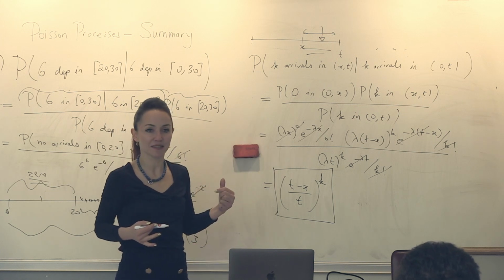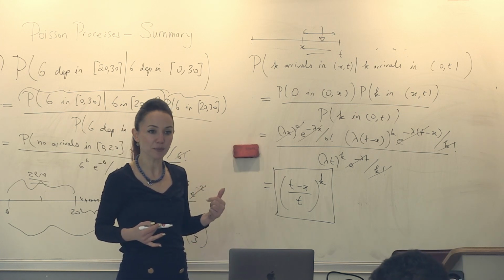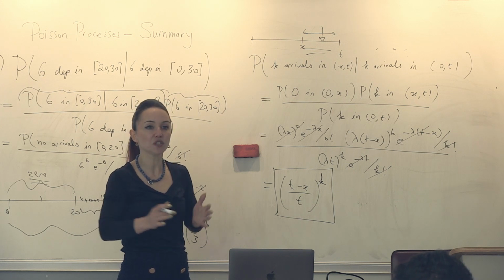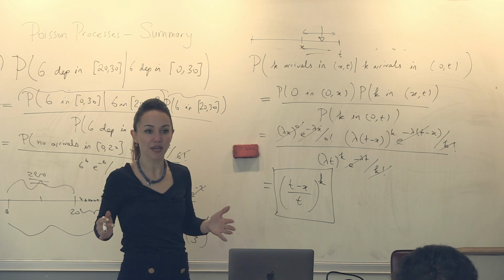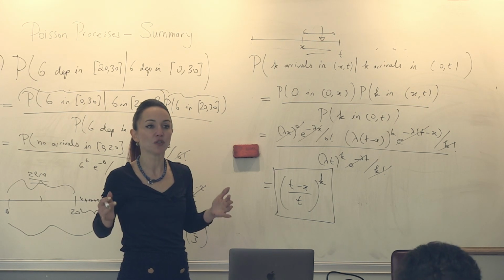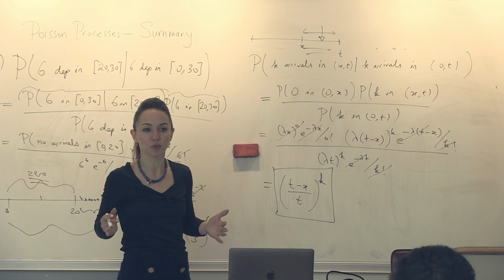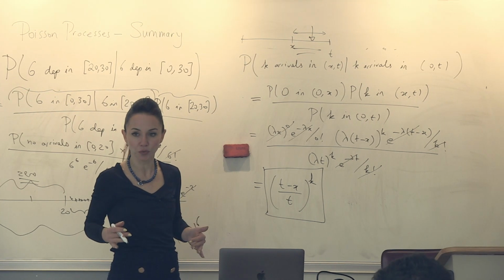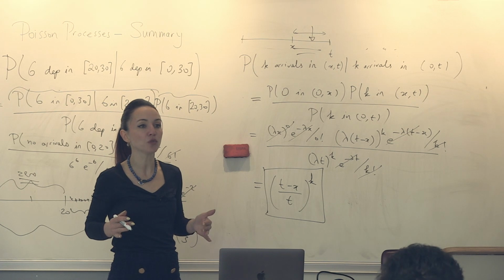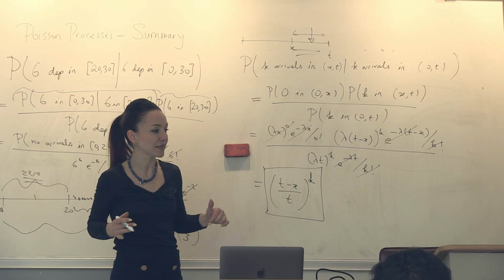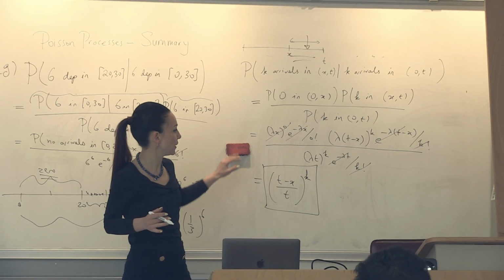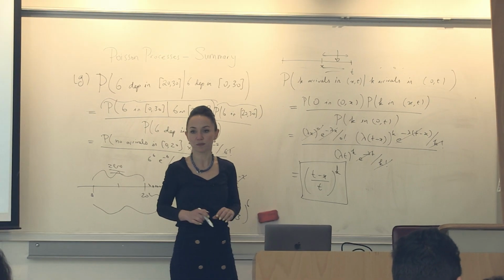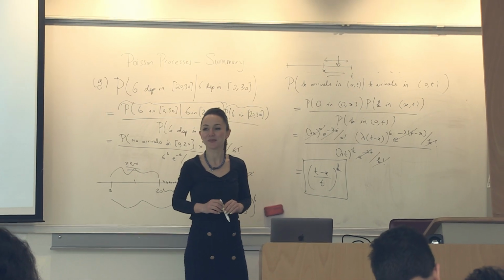This hints that perhaps, conditioned on a given number of arrivals k in an interval, those arrivals are uniformly distributed in that interval. I haven't proved it yet, but it is true. And we are going to use it in the next lecture in our analysis of shot noise. Okay, so see you next time.